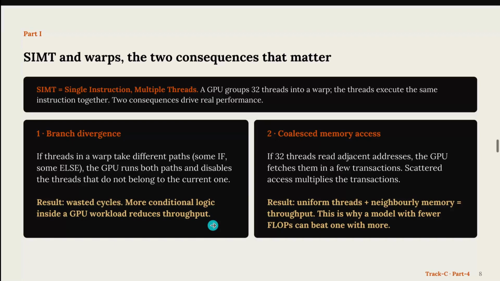Coalesced memory access, we saw this in previous sessions as well. If 32 threads do not have memory adjacent to each other in the addresses, then the GPU will have to fetch them from different places, and that scattered memory multiplies the number of transactions. This also will result in a lower throughput. So coalesced memory access means all the addresses are adjacent to each other. In that case, the performance is pretty high.